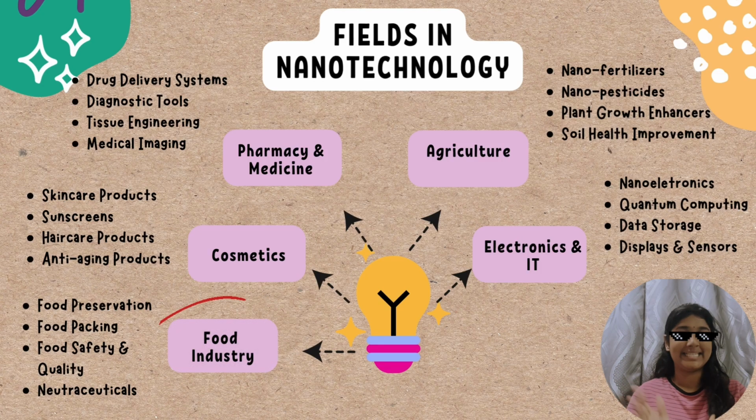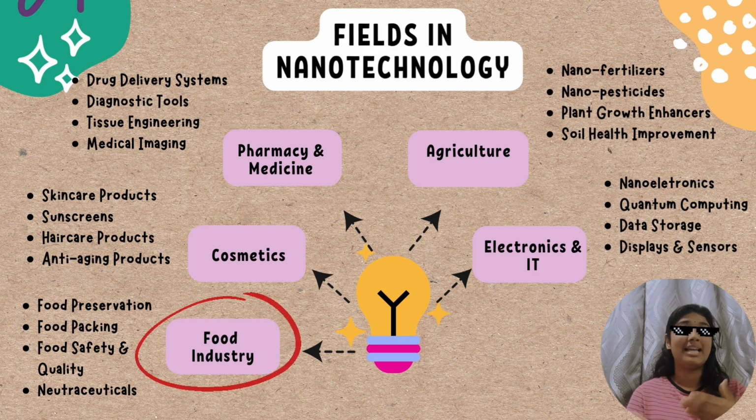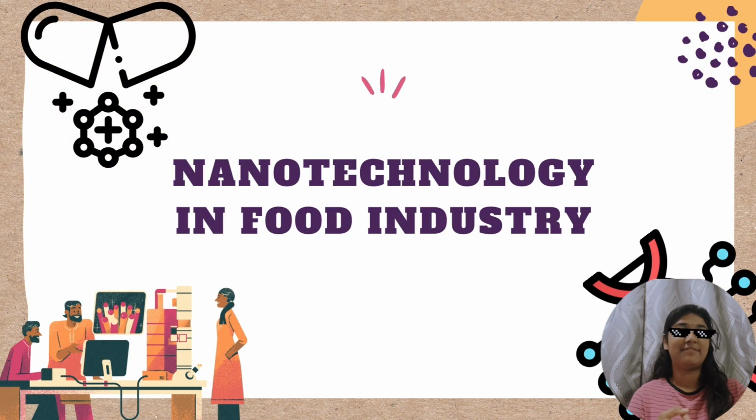As we can see here, these are the fields in nanotechnology. Nanotechnology is widely used in agriculture, cosmetics, medicine, and other fields as listed here. It is still developing, especially in the food industry, and it is expected to grow over time. In this study, we will look at how nanotechnology is used in the food industry, particularly in food processing, packaging, and food safety and quality.